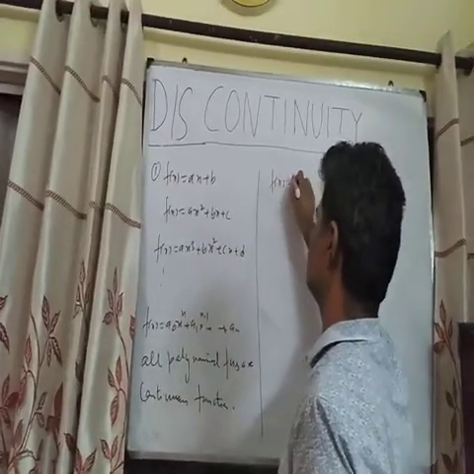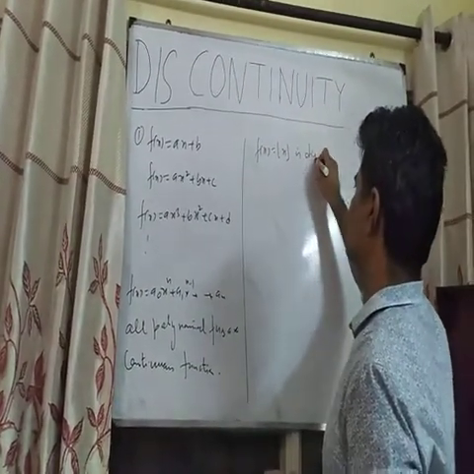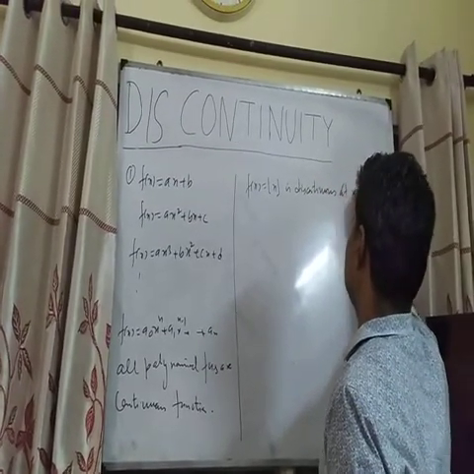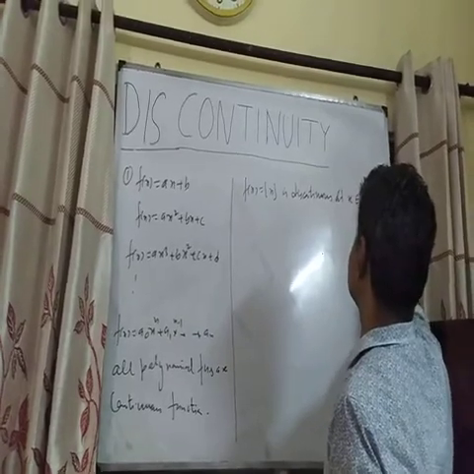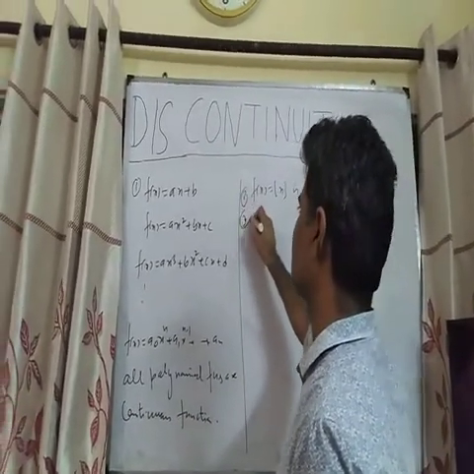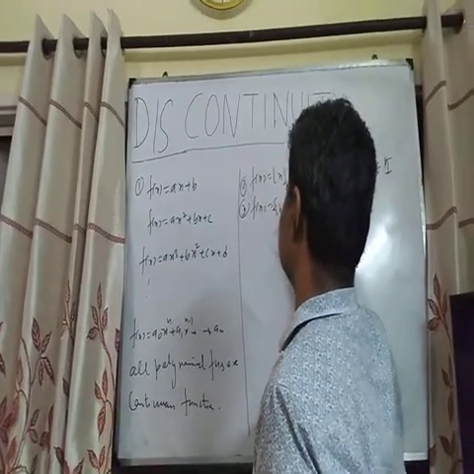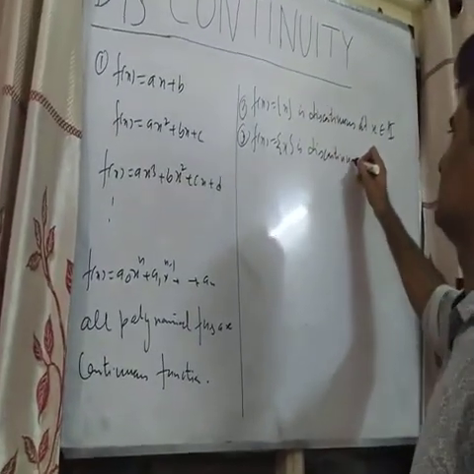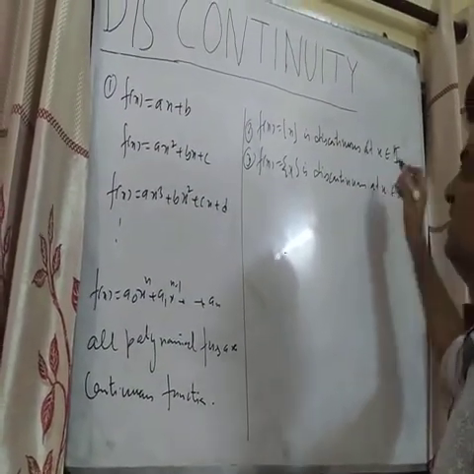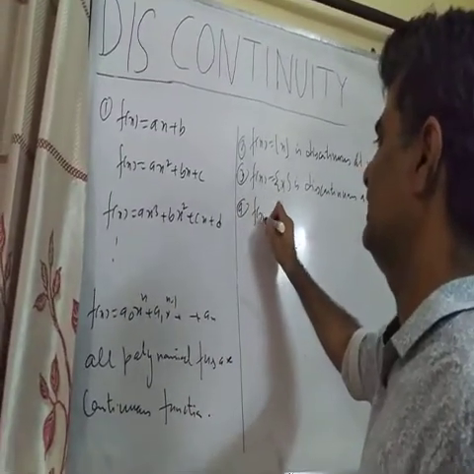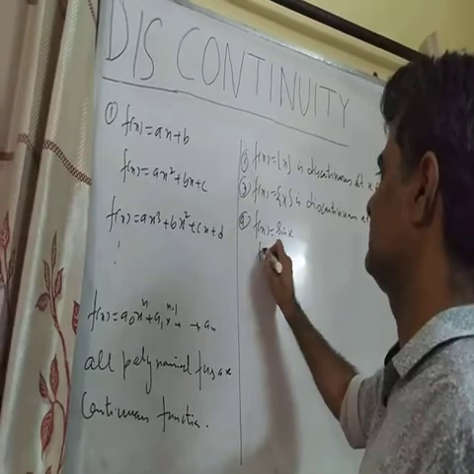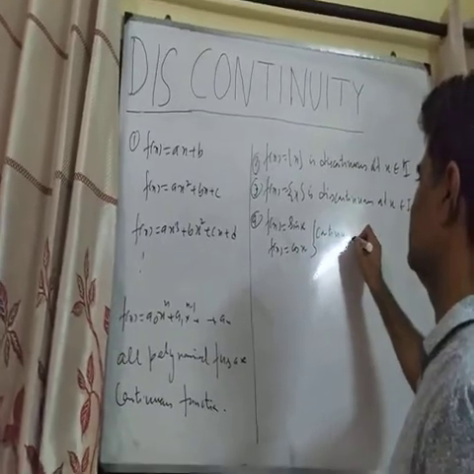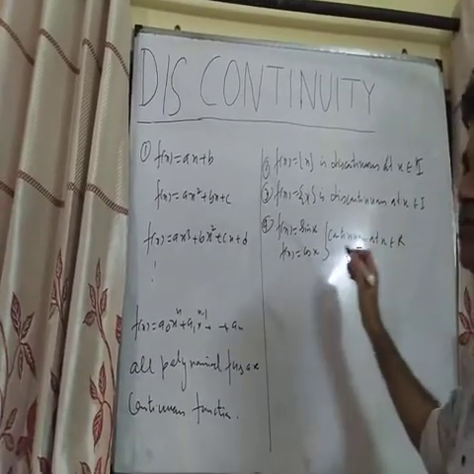Similarly, f(x) equals greatest integer function is discontinuous at x belonging to all integers. Similarly, f(x) equals fractional part function is discontinuous at x belonging to all integers. Similarly, f(x) equals sin x, f(x) equals cos x, these are continuous at x belonging to all real numbers.